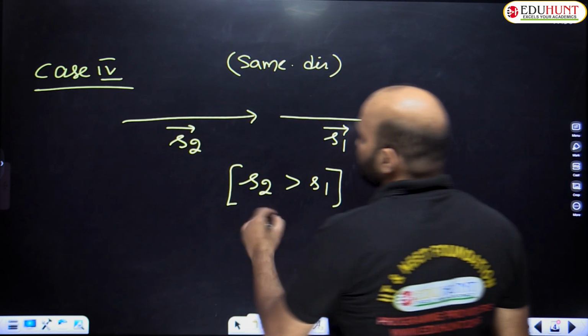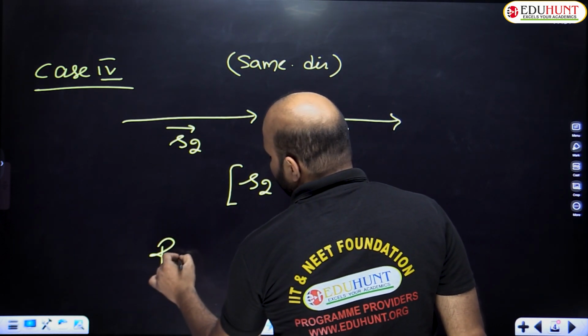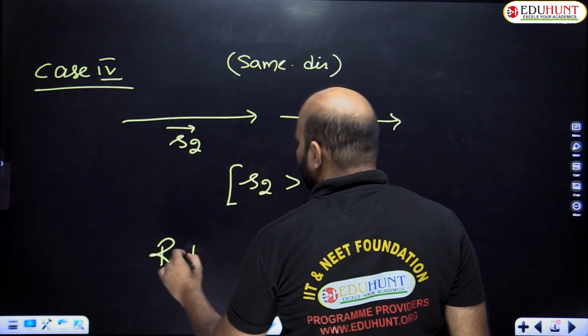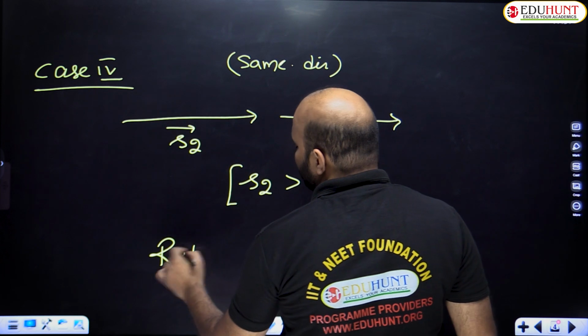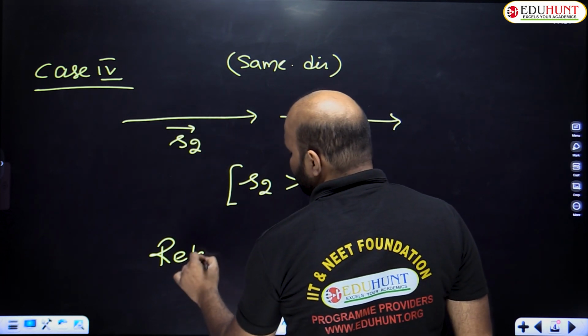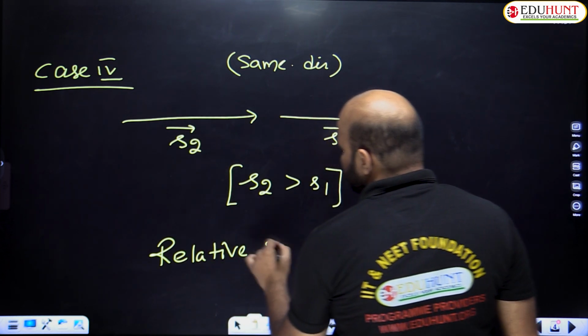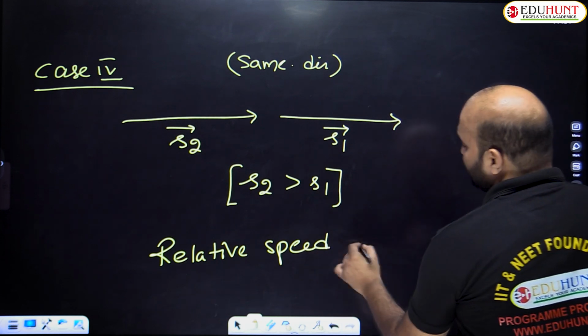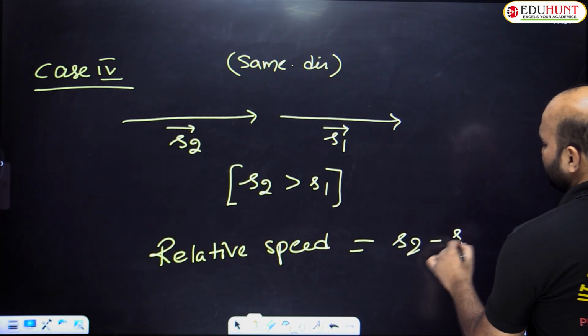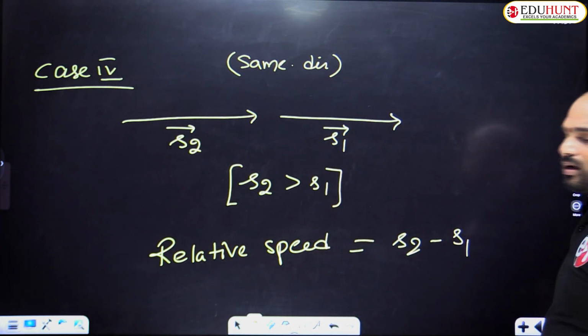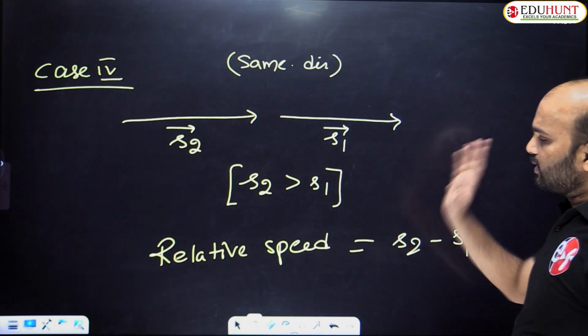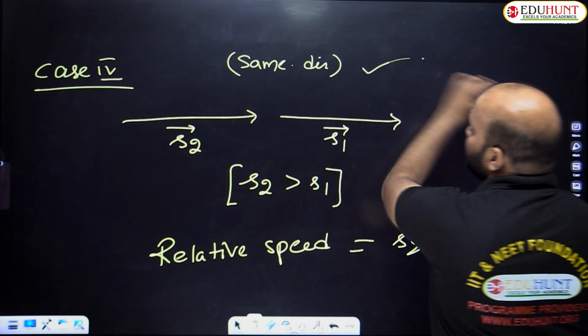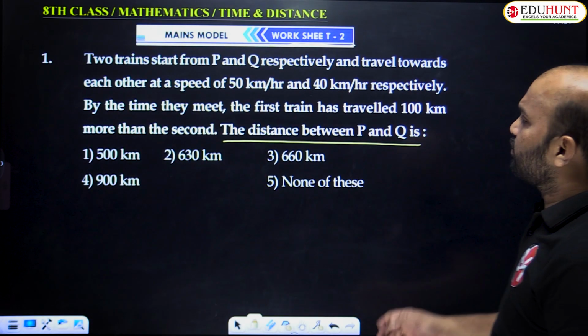Am I clear? So here relative speed: if any two trains, not only trains, any two moving objects, are moving in the same direction, then the relative speed equals the difference of their speeds. Difference means S2 minus S1, because S2 is more than S1. That is the relative speed when they are moving in the same direction. Am I clear? So let's go to question number 1.